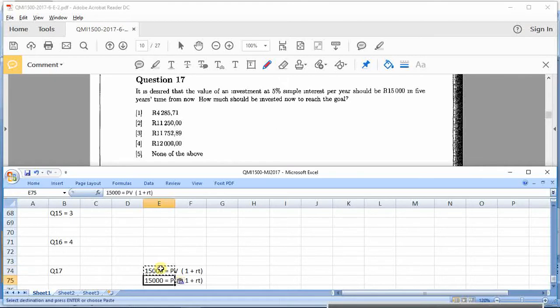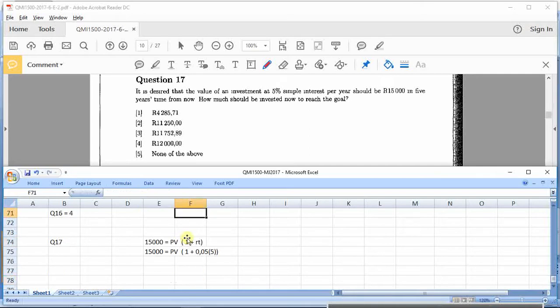Okay, so the r, the rate, is 5%, 0.05. The time is 5 years, close brackets. Okay, so solve for PV: 15,000 divided by 1 plus 0.05 times 5, close brackets, equals 12,000. Got that?